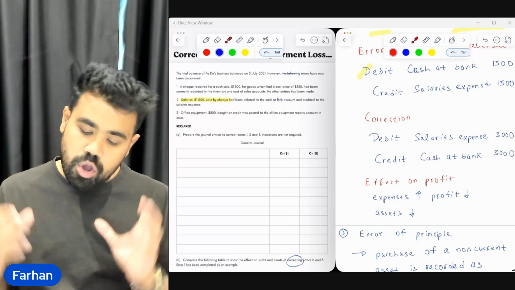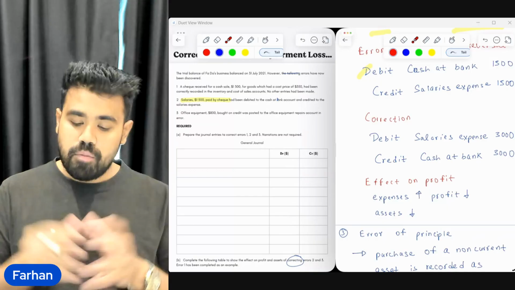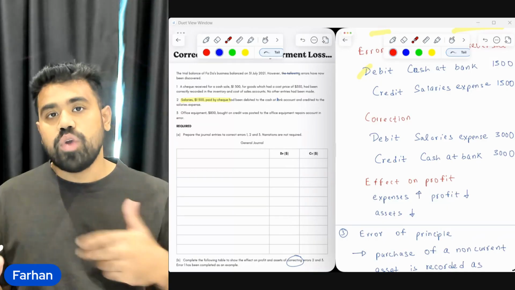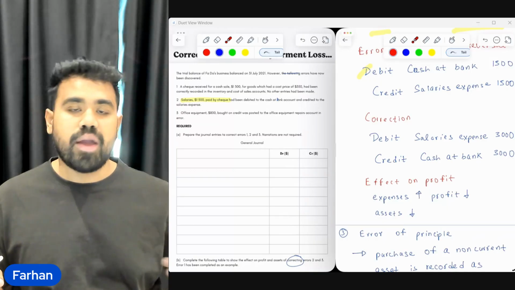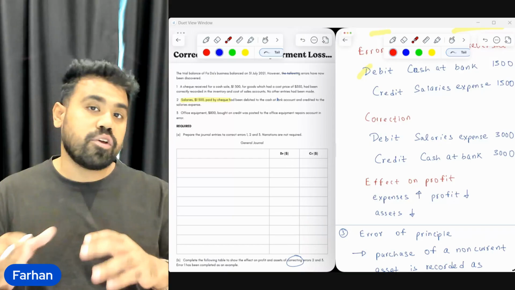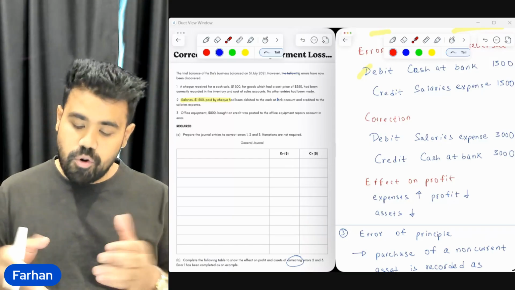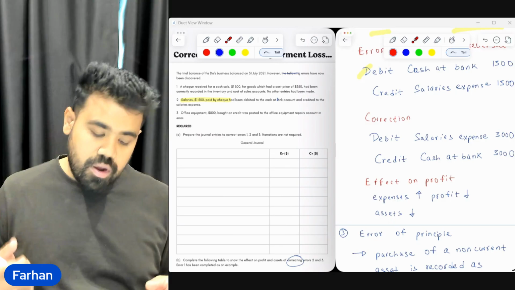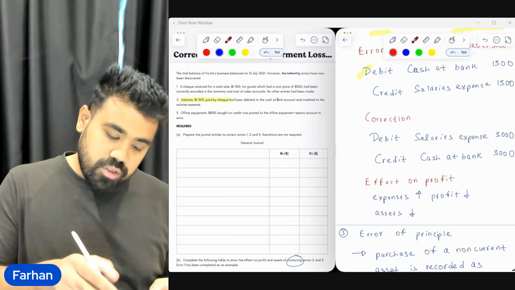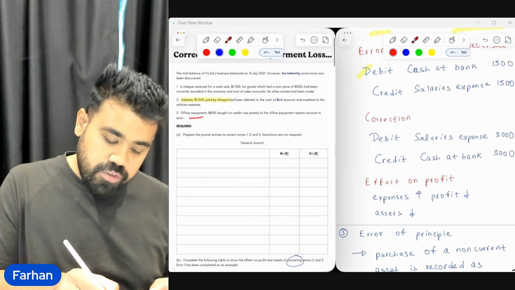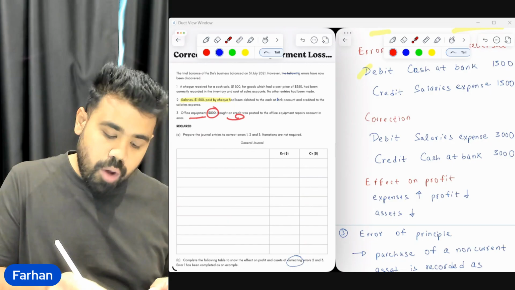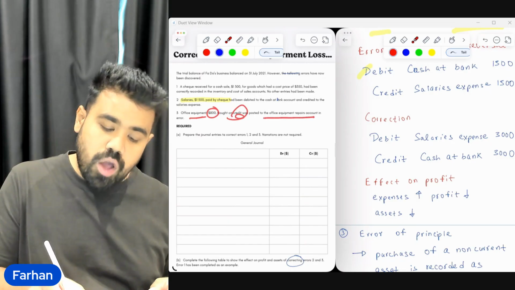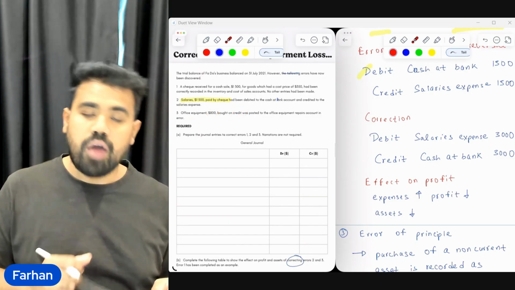And also, what about the effect on assets? Based on the correction we have just done, we have credited the cash at bank account by $3,000, which means assets are going down by $3,000. So therefore, obviously, we understand assets are going down. Now, what about the third transaction in the question that we are given? Office equipment of $800 bought on credit was posted to the office equipment repairs account in error.